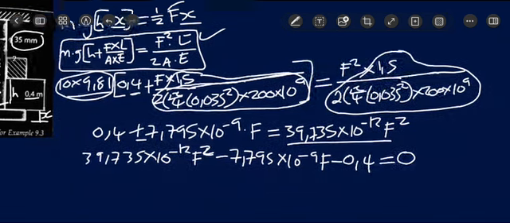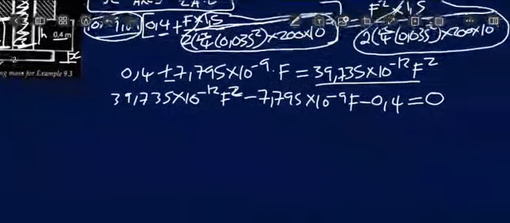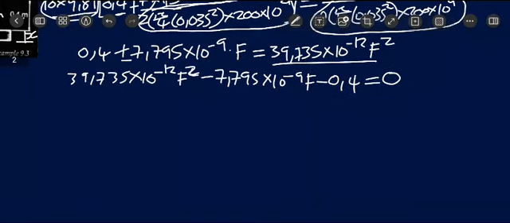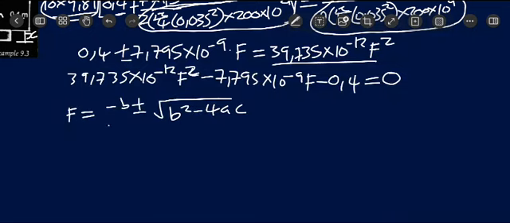So anyway, here we have what we call a quadratic. This is a quadratic, right? So using the quadratic formula, because we're looking for f, f will be minus b, plus or minus the square root of b squared minus 4ac, divided by 2a. Then we can substitute.